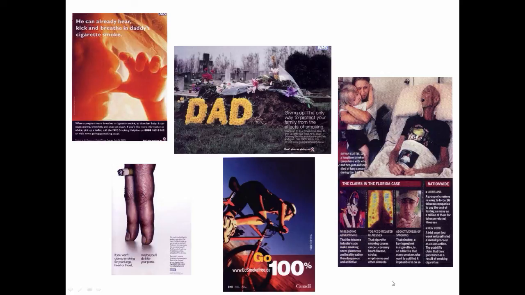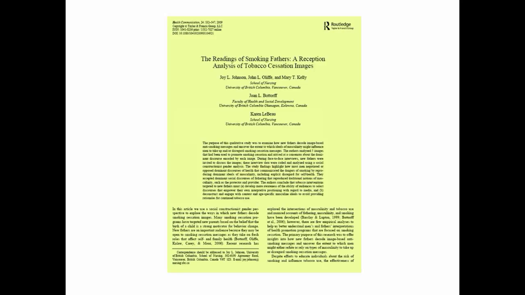The full study is, we wrote this one with Joy Johnson, and the readings of Smoking Fathers, a reception analysis of tobacco cessation images. And again, it's a nice little idea around how to engage other photo efforts or methods. And the interesting thing too is we kind of claimed a semiotics analysis in this. None of us had an art background, although Karen LeBeau did, the last author, and she sort of helped us.